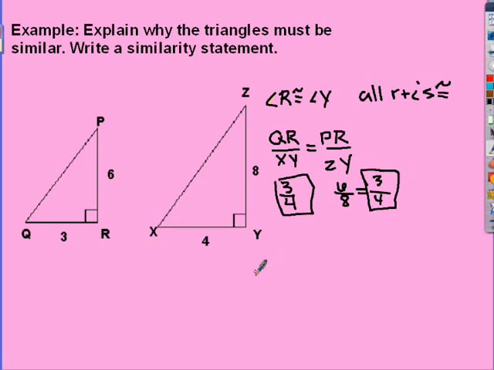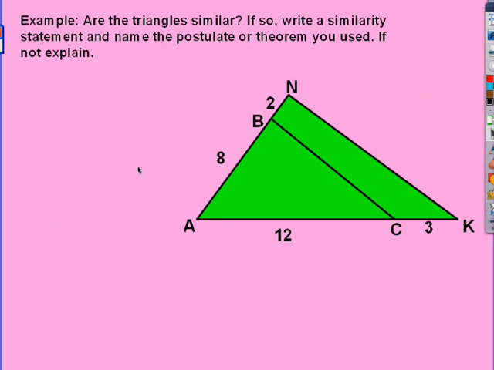So I can say that triangle QRP is similar to triangle XYZ because of side angle side similarity. Okay, great. Next. Okay, go ahead, copy everything down that you see.